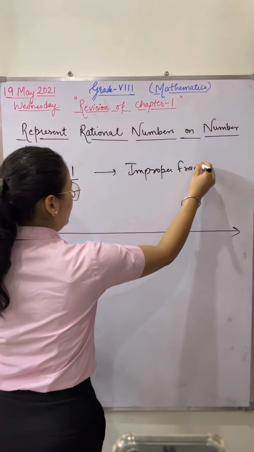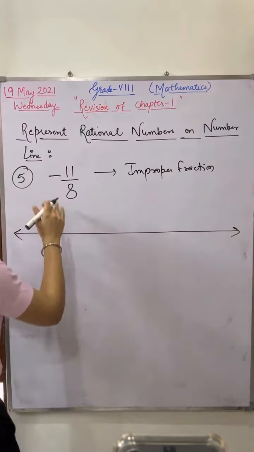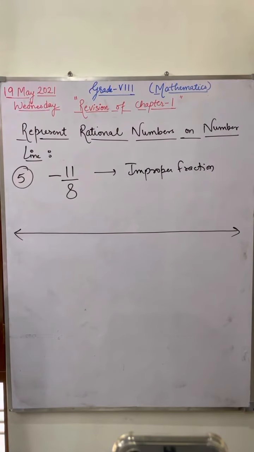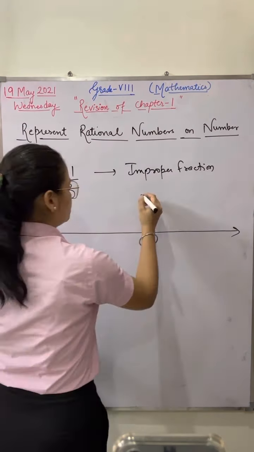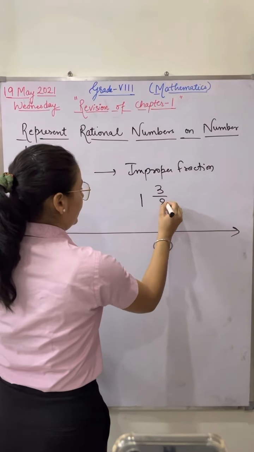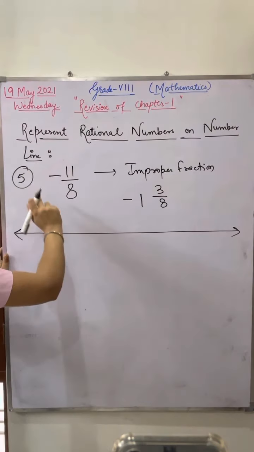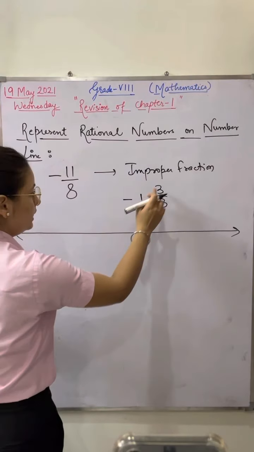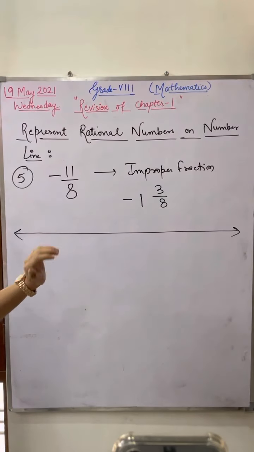Now you have to convert it to a mixed fraction first of all. Nikansh, convert it. It will be 1 3 upon 8, and it is minus. It is a minus value, so minus will be there. Minus 1 3 by 8. This is the mixed fraction.